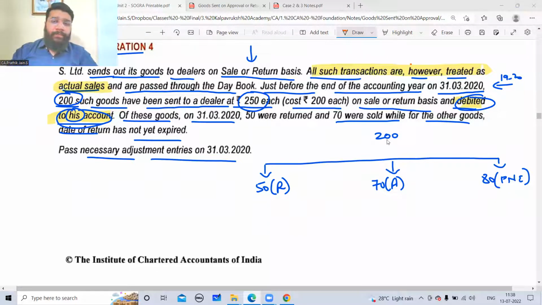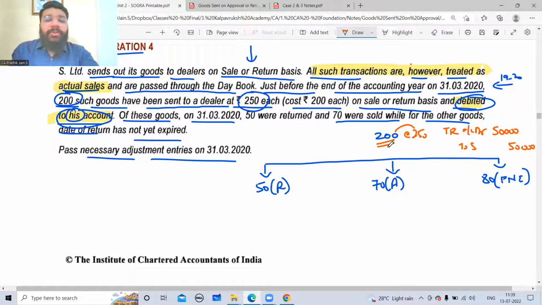Now, guys, the goods have been sent. How many goods have been sent? 200 goods have been sent at 250 each. So please tell me what would be my journal entry for this? Trade receivable account debit to sale. 200 into 250 is how much? 50,000 rupees.